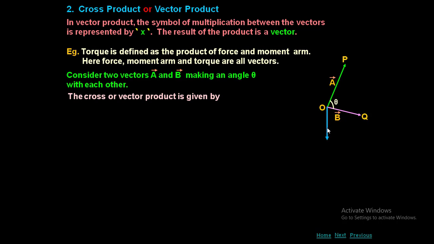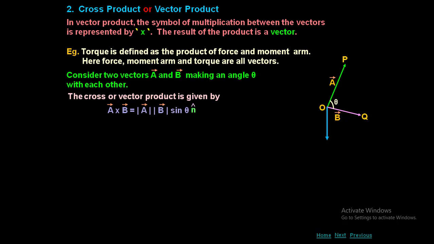So the cross product or vector product is given by A bar cross B bar is equal to modulus of A bar and modulus of B bar and sine theta into n cap. Because it is a vector, modulus of A bar, modulus of B bar into sine theta will represent the magnitude, n cap represents the direction. So if A bar and B bar are along x and y, then the product will be along z-axis. So the three are mutually perpendicular.